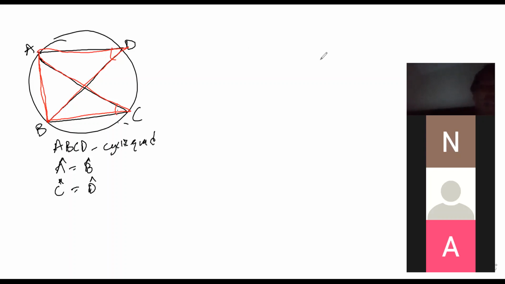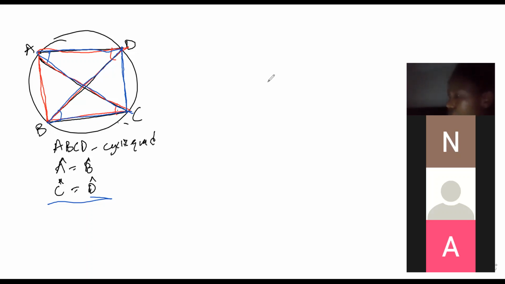Then the same thing. So that's why C is equal to D. CD is also a chord if you look at it. And that chord subtends angle A and also subtends angle B. Therefore, angle A will be equal to angle B. So they say the angles subtended by a chord of the circle on the same side of the chord are equal. Okay, so that's that.